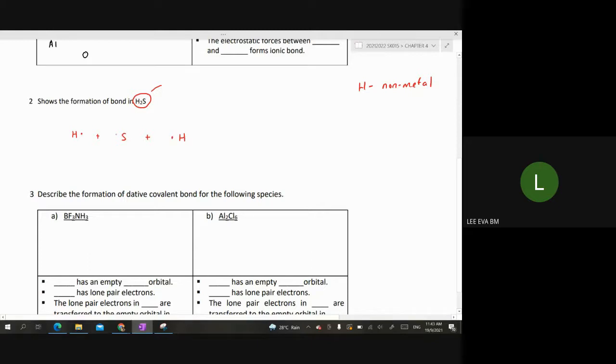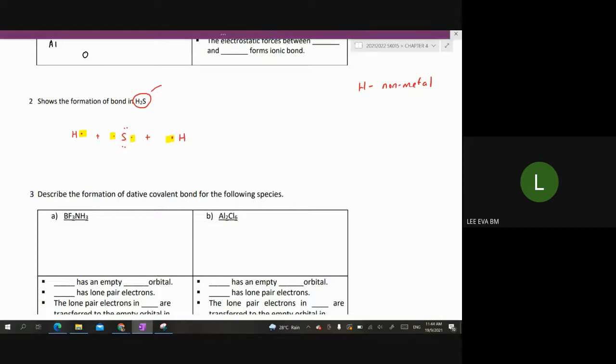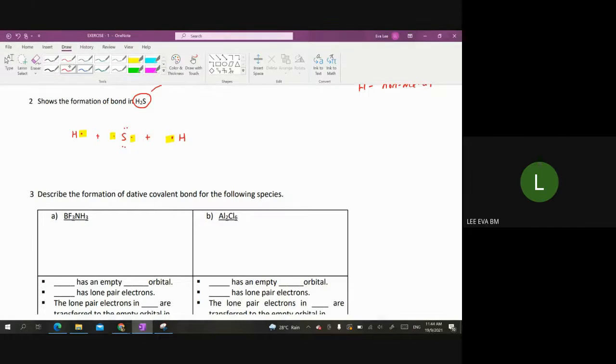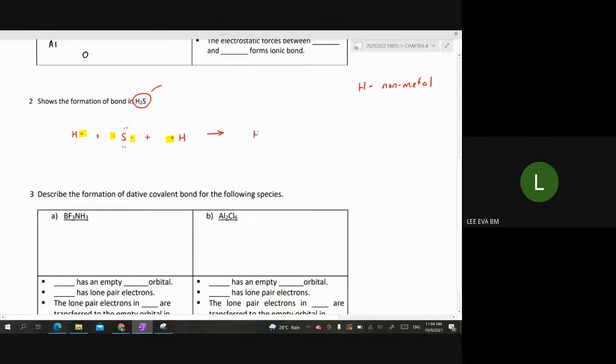So, for sulfur, there will be 6 electrons. So I will arrange it this way. 1, 2, 3, 4, 5, and 6. So I'm making sure the single electrons are facing towards the hydrogen. So over here, I can make one single bond. And then on another side of sulfur, I can make another single bond. So after you combine both of them together, it becomes H, S with another 2 lone pairs, and then another hydrogen, just showing the sharing of electrons between sulfur and hydrogen atoms.